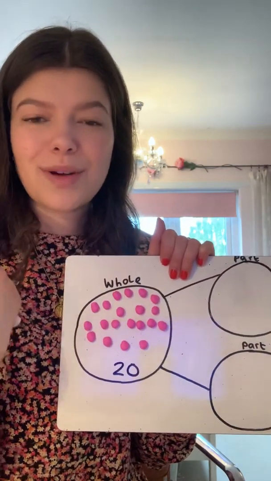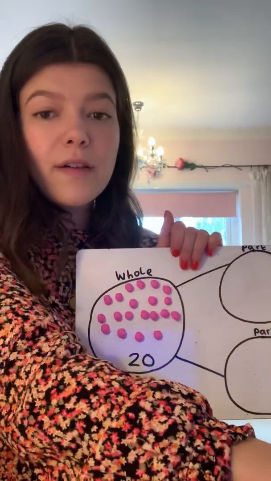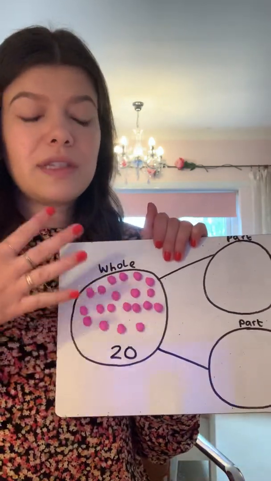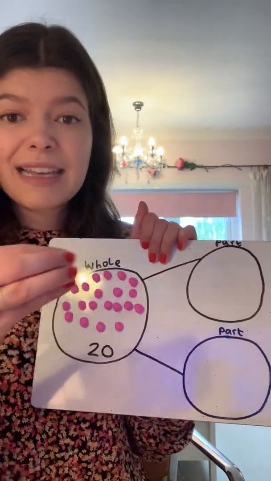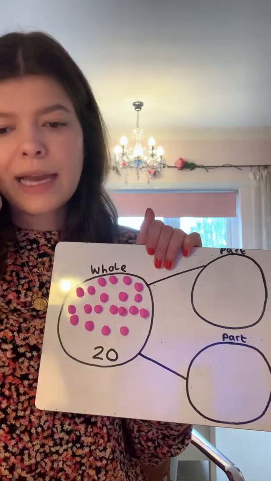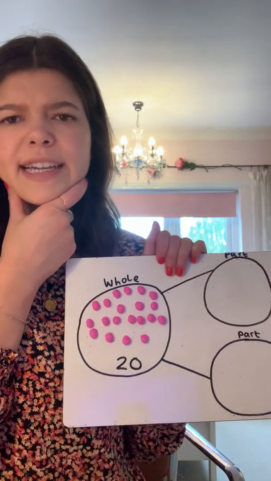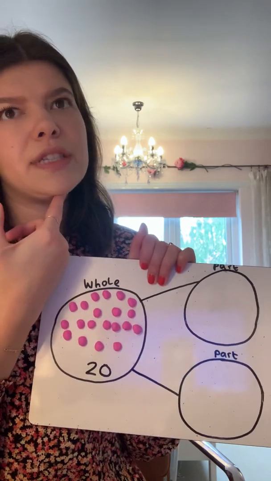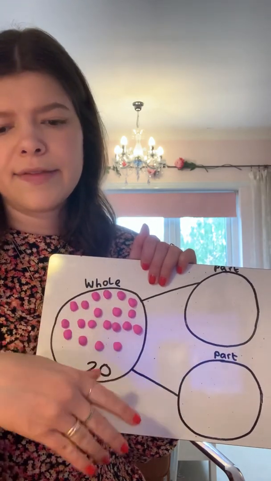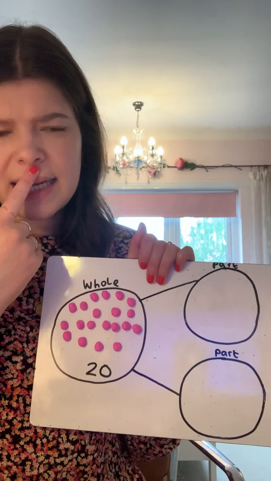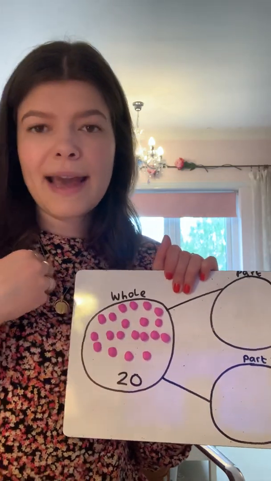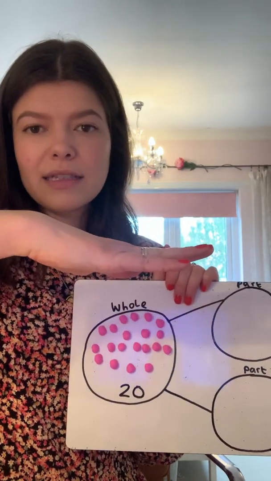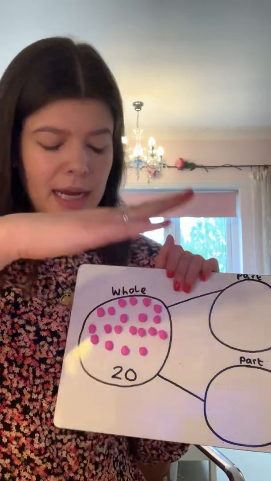The whole is 20. I've chosen 20 because I want to start with 20 objects and take some away. I'm going to subtract some. I can choose any number between 0 and 20 to subtract, because that's how many objects I have. So I'm going to choose how many to take away. I want to subtract 5 objects, okay?